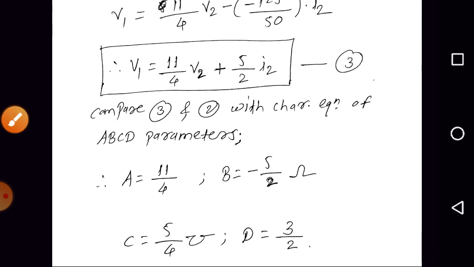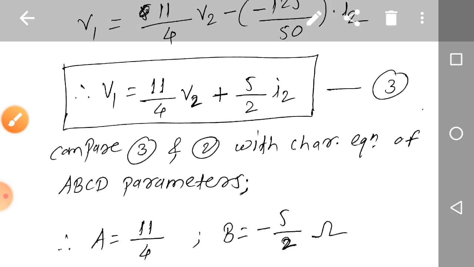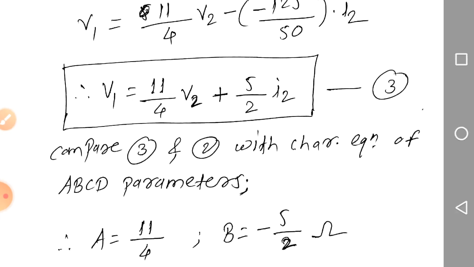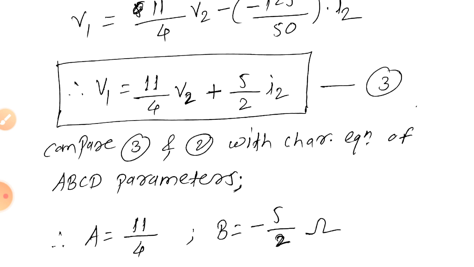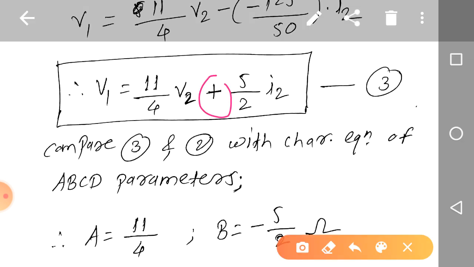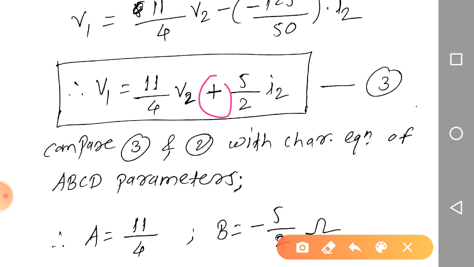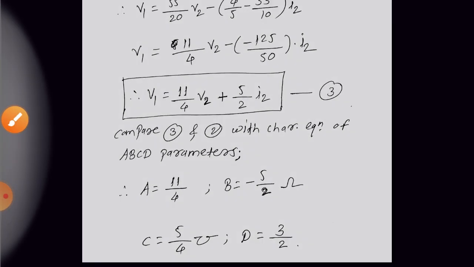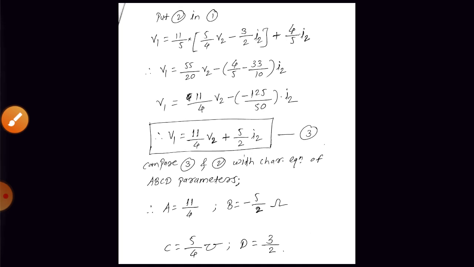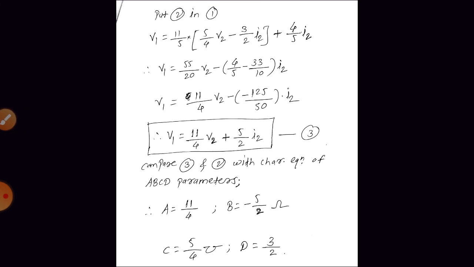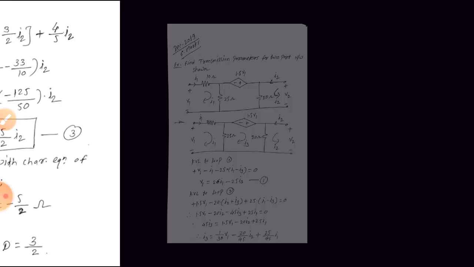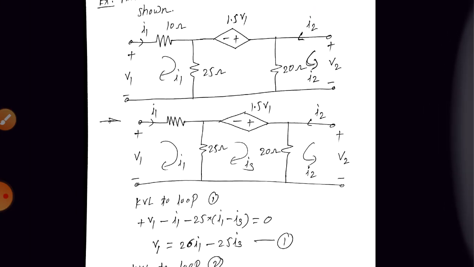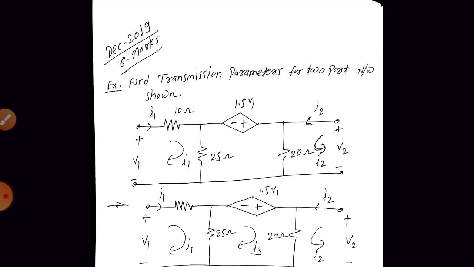Please be careful: if in the equation there is a plus sign, then the value of parameter B is negative. This is one example which was asked in the Solapur University examination for 4 marks. Next, let us discuss one more example asked for 6 marks in the December 2016 exam.